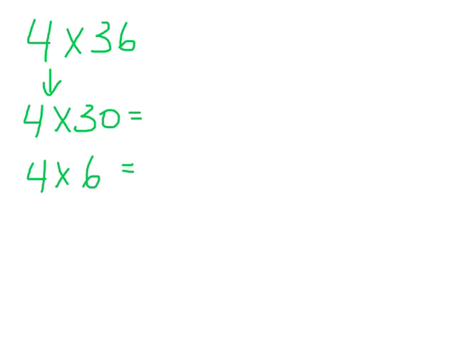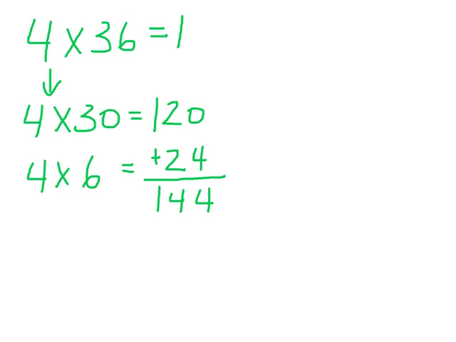So just to review, 4 times 36, we turned into 4 times 30 and 4 times 6. And we just learned that 4 times 30 makes 120, and 4 times 6 makes 24. So now if we add up 120 plus 24, we get 144. So 4 times 36 is 144. So on the field trip, there were 144 students altogether.